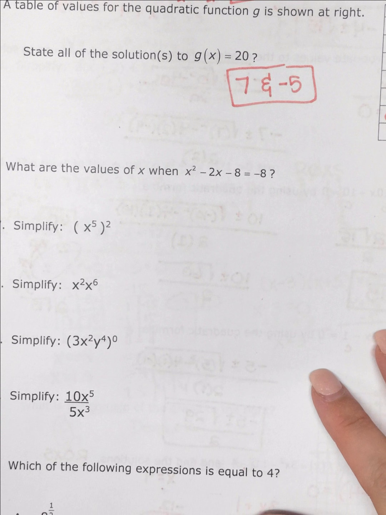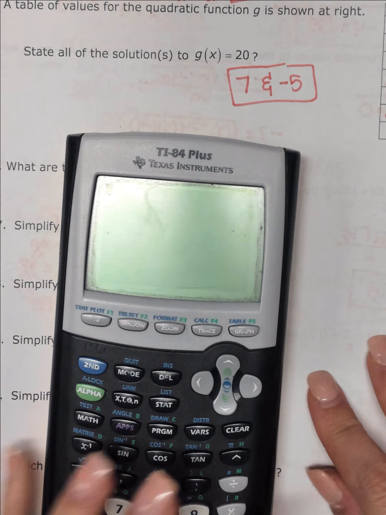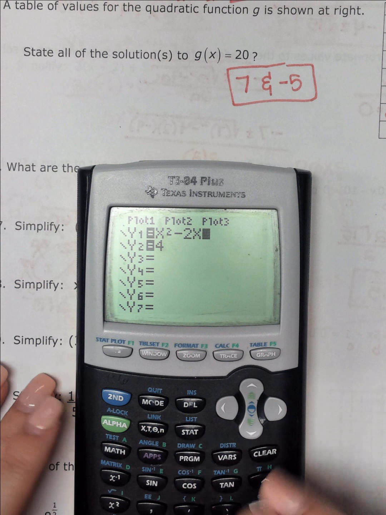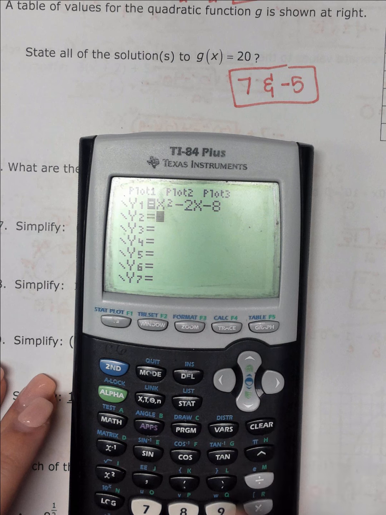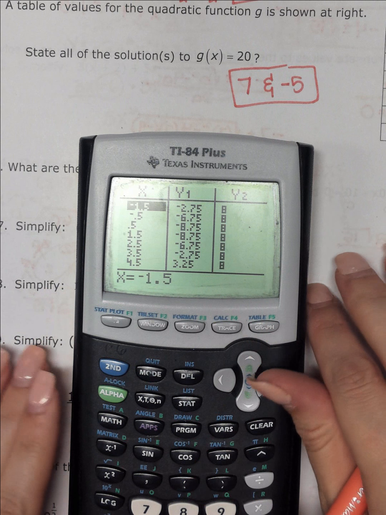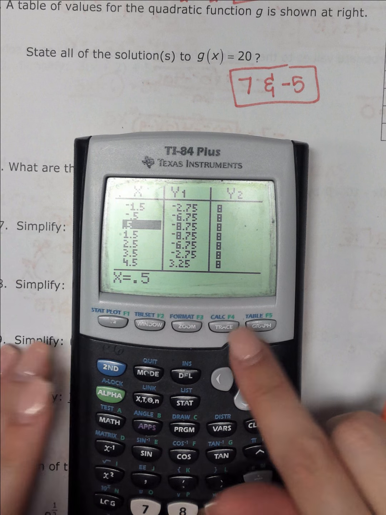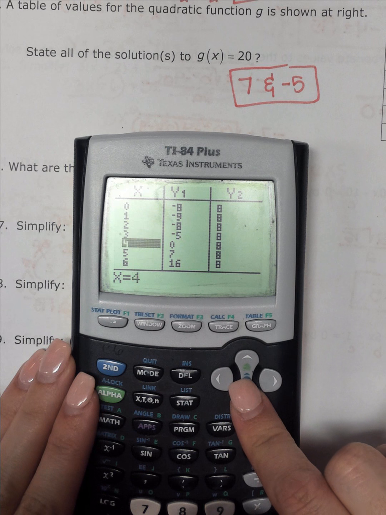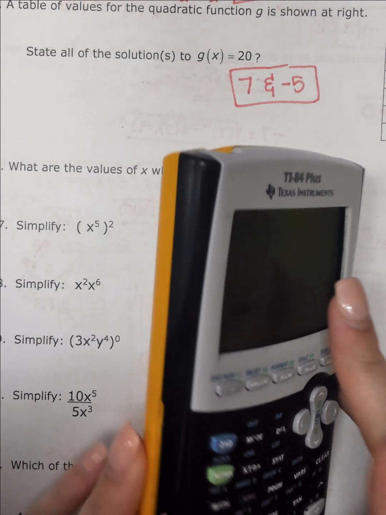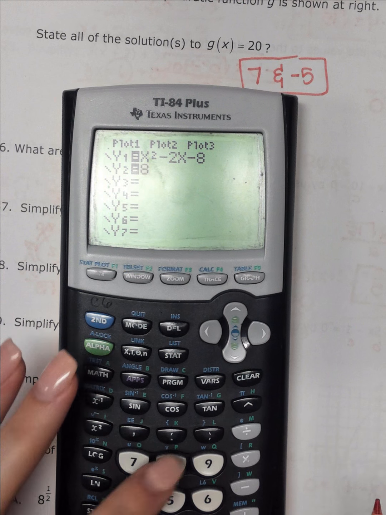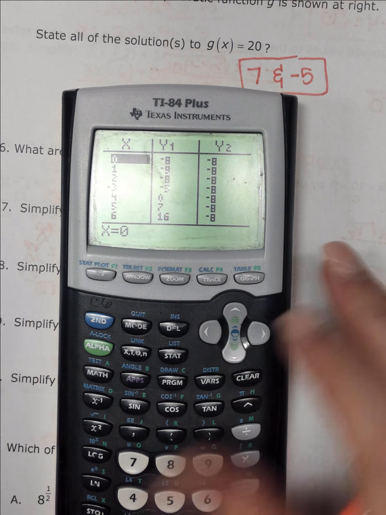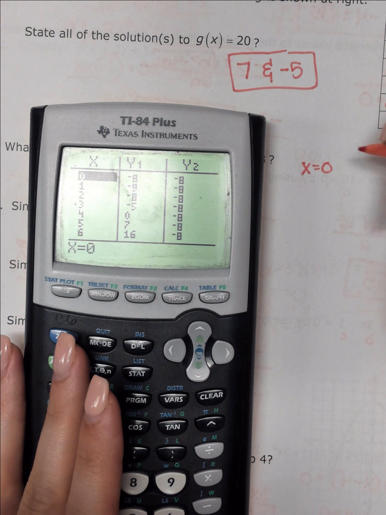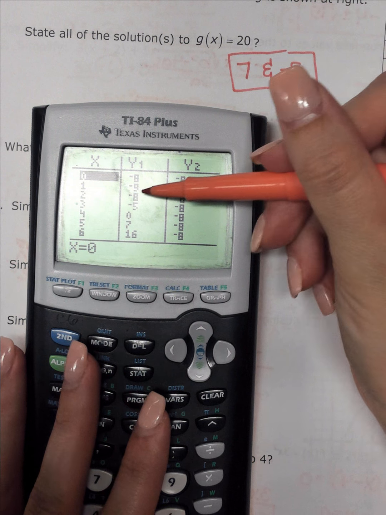What are the values of x when x squared minus 2x minus 8 equals negative 8? So we're going to type it in our calculator. X squared minus 2x minus 8, where it equals... second graph. Well, I've got fractions. So I'm in the second window. Let's go to 0. That's a negative 8. Oh, it's a negative 8. I'm silly. Where does it equal negative 8? So it's happening at x equals 0, and x equals 2.